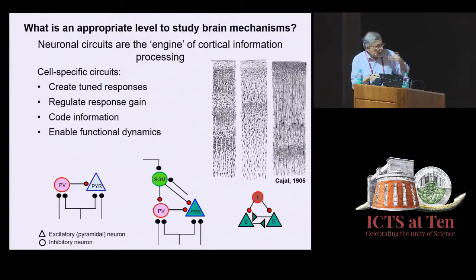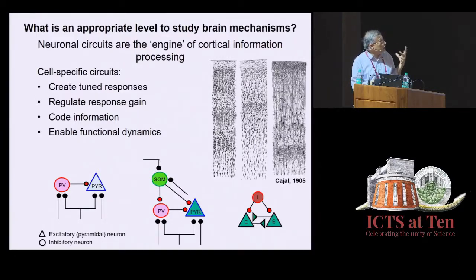And Cajal himself had this extraordinary insight that this is the unit of information processing, not the molecules in the neuron, not the synapses, and not hundreds or millions of neurons, but the neuron. And the reason he thought so is that neurons make connections with other neurons in order to make circuits. We understand, I believe strongly, that circuits are the engine of the brain.